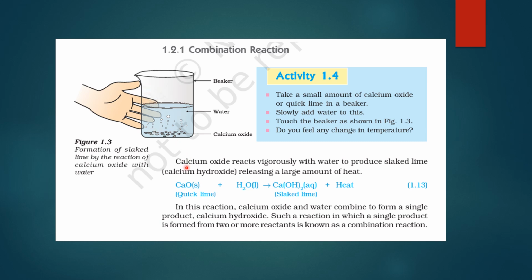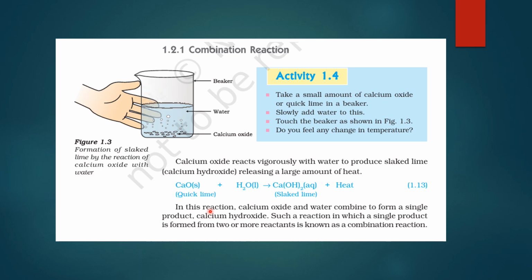Let's see why. Calcium oxide will react vigorously with water to produce liquid lime. What is liquid lime? It is calcium hydroxide, and it releases a large amount of heat. So this is the chemical reaction involved: CaO in the solid state, that is quicklime, you add water in the liquid state. It gives Ca(OH)2 in aqueous form, that is this liquid lime, plus heat. That means it is releasing heat. So this is basically an exothermic reaction.